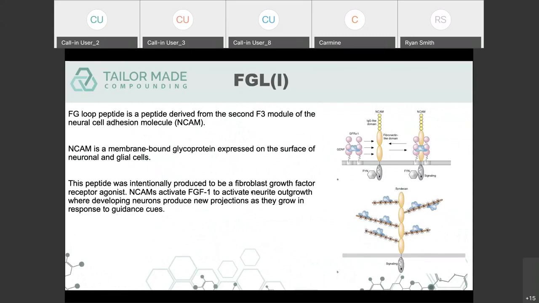neural cell adhesion molecule. A neural cell adhesion molecule is a membrane-bound glycoprotein, which is on the surface of glial cells. And so they're expressed with abundance early in development, particularly as you start to develop a lot of these neurological functions and increase plasticity. This peptide was produced to mimic this intentionally to be a fibroblast growth factor receptor agonist.